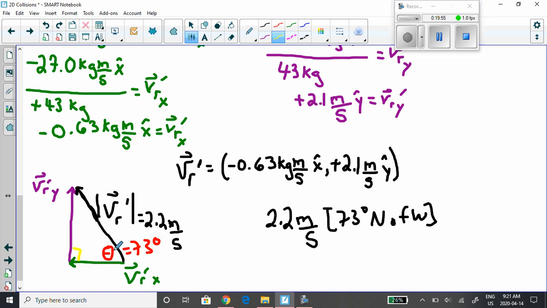I can find theta by using tan inverse. I know the opposite. The opposite is the y component in purple. I know the adjacent. The adjacent is the x component in green. I do tan inverse. I get 73 degrees. And now I have the velocity of the raft as the child is walking in angle magnitude form. And you'll see that this matches the solution in the textbook.